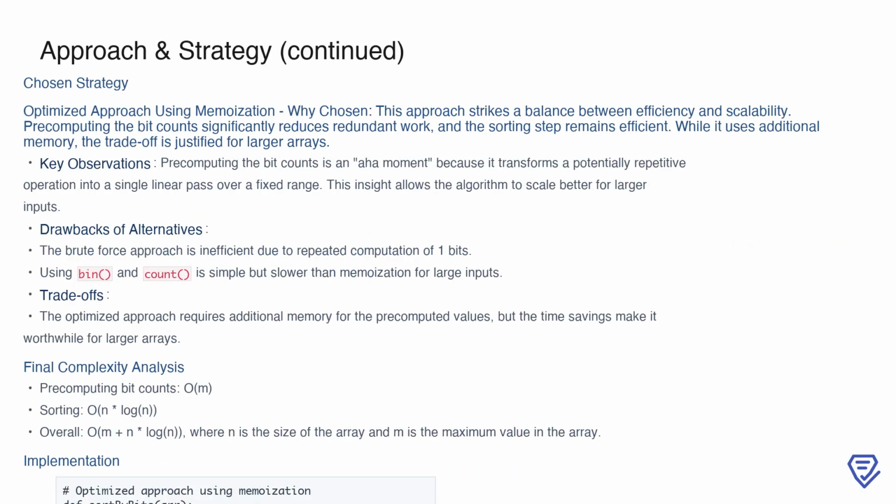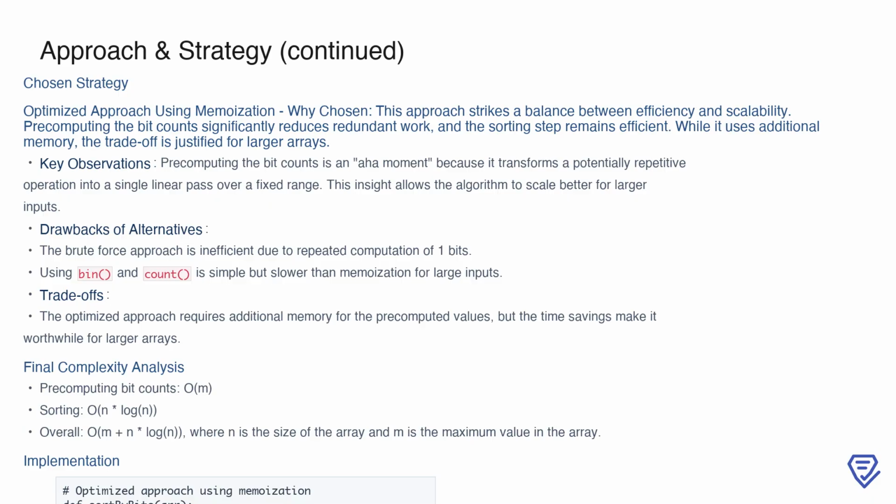The optimized approach using memoization is ultimately the most effective strategy for this problem. It balances efficiency and scalability by reducing redundant computations while keeping the sorting step efficient. Pre-computing the bit counts is particularly powerful because it transforms a repetitive operation into a single linear pass over a fixed range, leveraging the pre-computed results during sorting. This insight allows the algorithm to handle larger inputs more effectively.